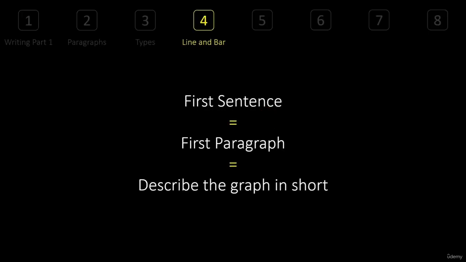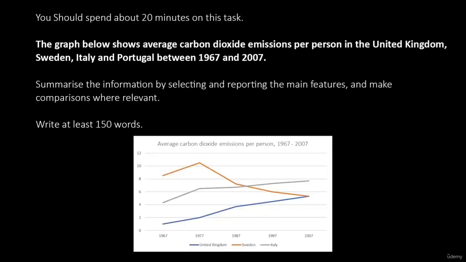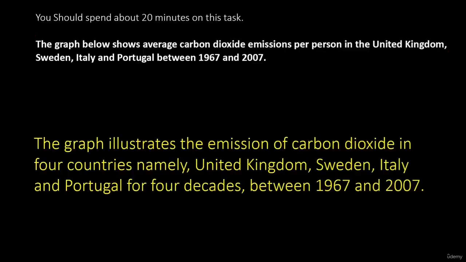Now, that also describes your graph in short. That means in a single sentence, you're going to describe the whole graph, right? What we mentioned to you. Let me give an example. This is the question we had. The graph shows average carbon dioxide emission. So we have this whole question and we have this image. Let me get rid of this image and show you how you can write the first sentence of your answer.